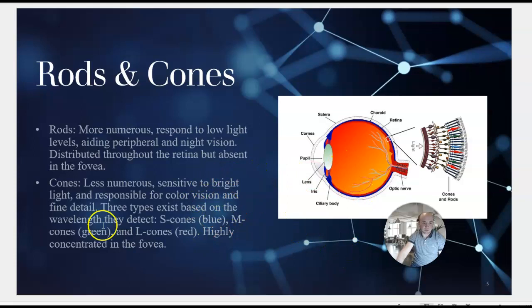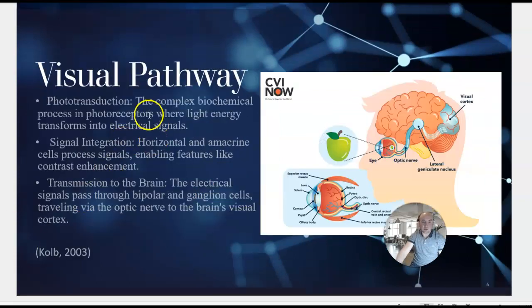Okay, so that's that. Visual pathway. In the visual pathway, you have phototransduction. It's the complex biochemical process in the photoreceptors where light energy transforms into electrical signals. Signal integration: you have your horizontal and amacrine cells, which process signals, enabling features like contrast enhancement. And then you have transmission to the brain. The electrical signals pass through the bipolar and ganglionic cells, traveling via the optic nerve to the brain's visual cortex.